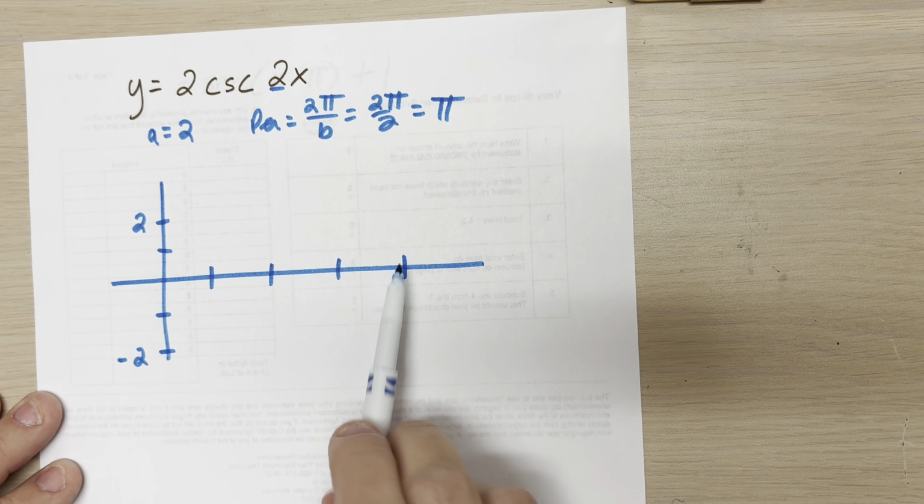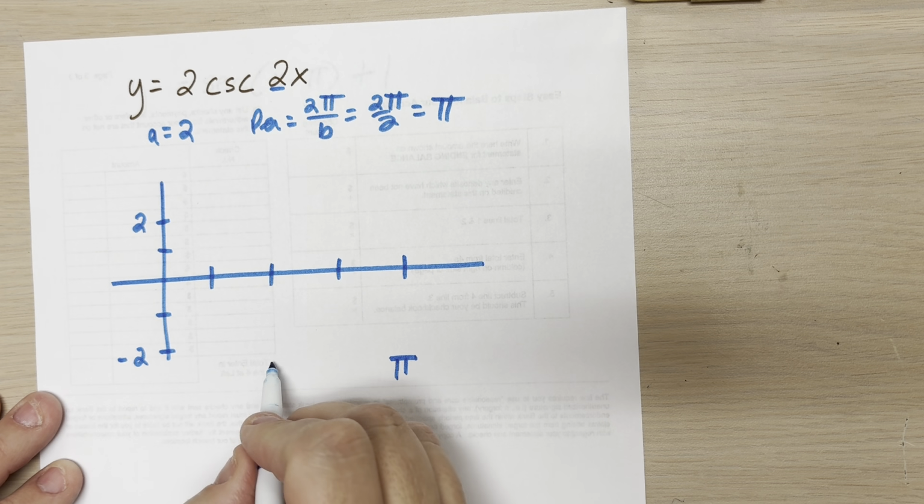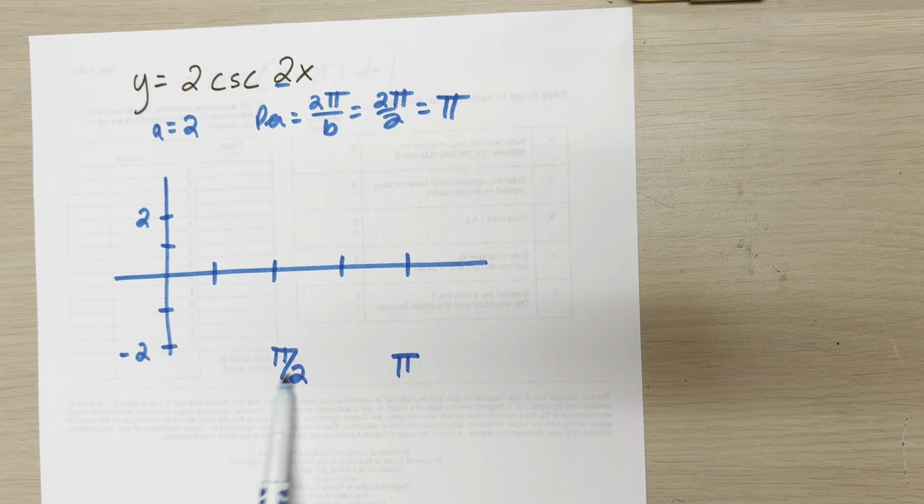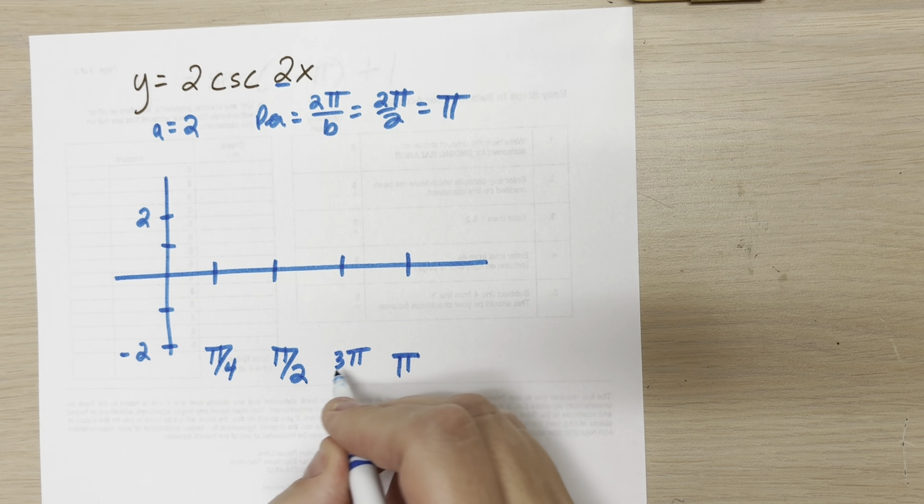So if I'm at 0, this is pi. Halfway is going to be pi over 2. And dang, my intervals are not even, but we'll pretend. Half of a half is a fourth. So we've got pi over 4 here. 1/4, 2/4, 3/4 pi. Okay.